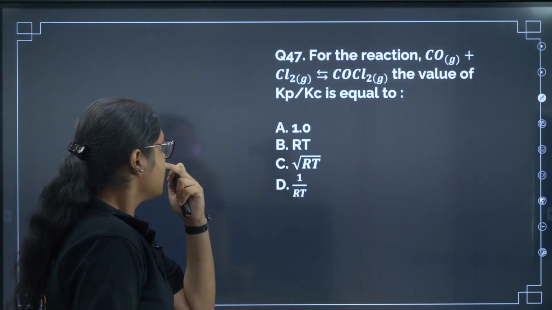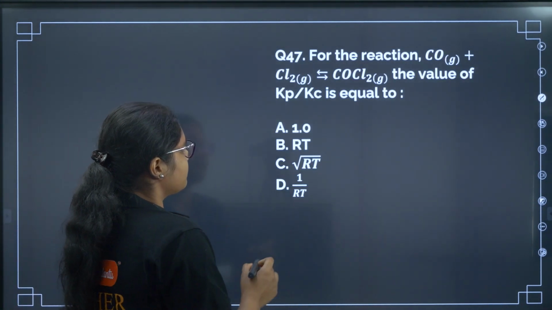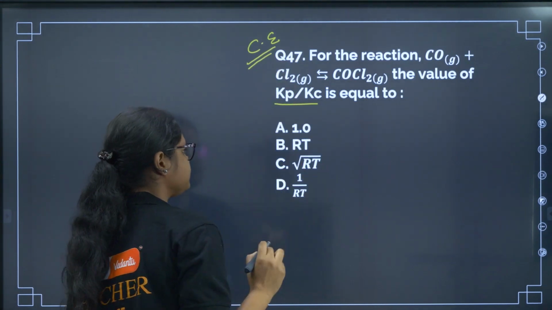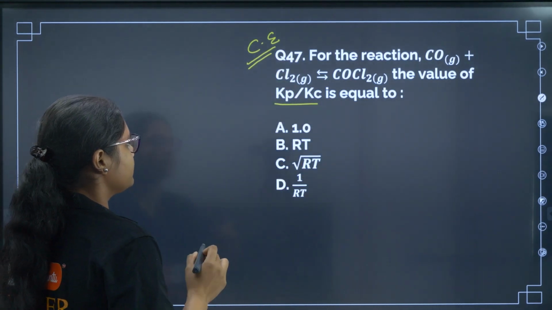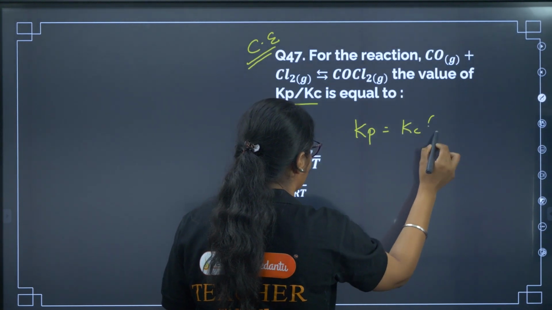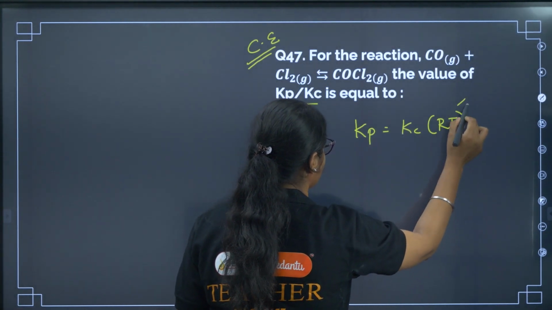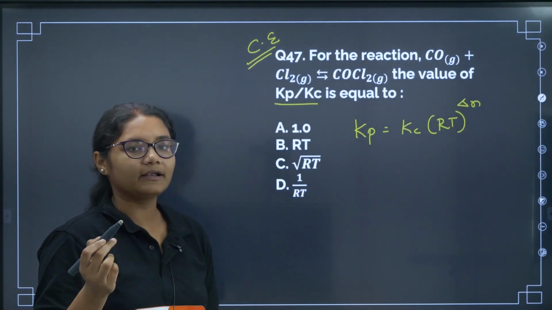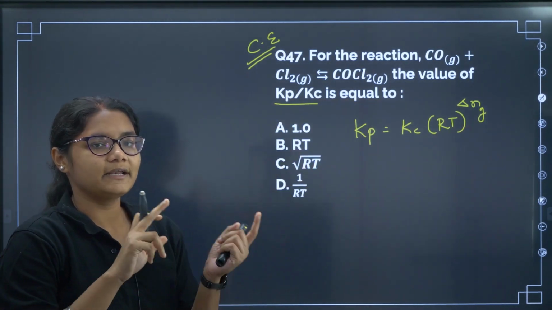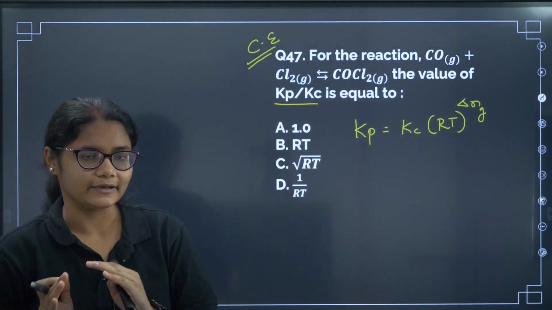Okay, next. For the reaction, this one, the value of Kp by Kc. So the question is from chemical equilibrium. So first of all, we should know what is the relation. Kp is equal to Kc RT to the power of delta n. Now delta n is what? The number of gaseous moles on the product side minus the number of gaseous moles on the reactant side.